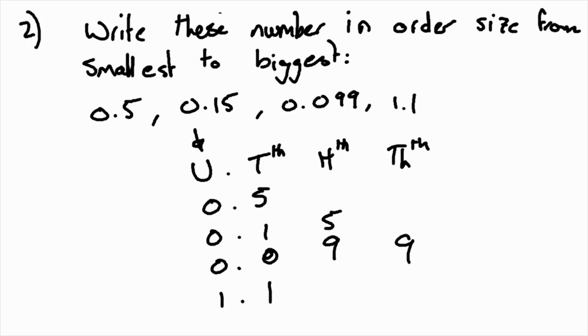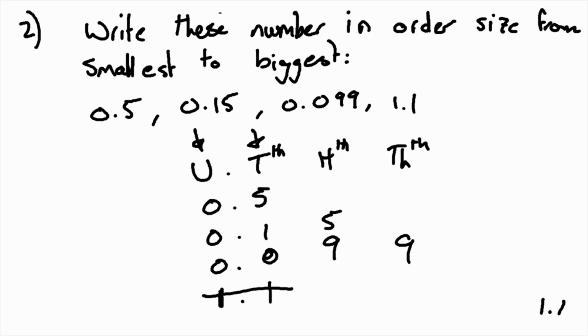And the only one with any value other than 0 in our units column is 1.1. So 1.1 is going to be our biggest. Now we move along. We look at our tenths column. We're done with the 1.1 at the bottom, so I'm just going to cross it out. So we're comparing the top three.